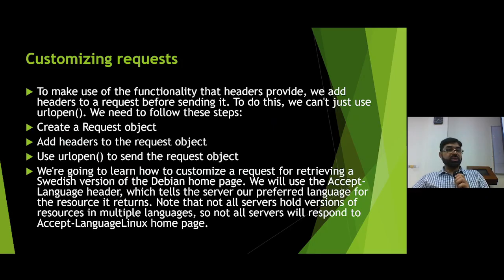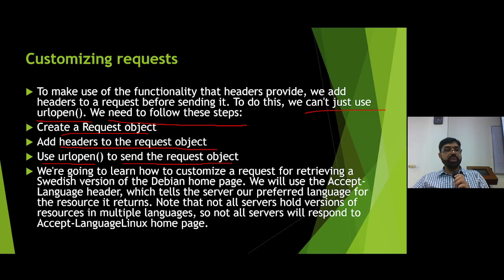Customization of the request. To make use of the functionality that headers provide, we add a header to the request before sending it with urlopen. We need to follow these steps: create a request object, add a header to the request object, and use urlopen to send the request object.